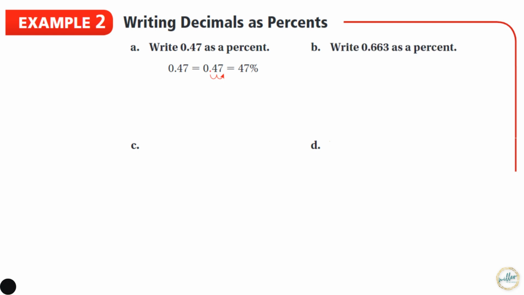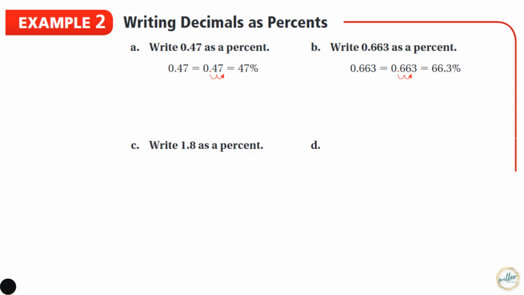B, write 0.663, or 663 thousandths as a percent. Start with 0.663, move the decimal point 2 places to the right, and it ends up between the second 6 and the 3. 66.3%.